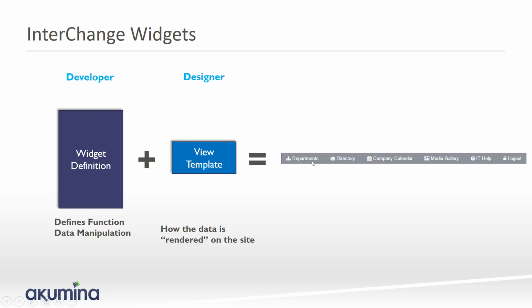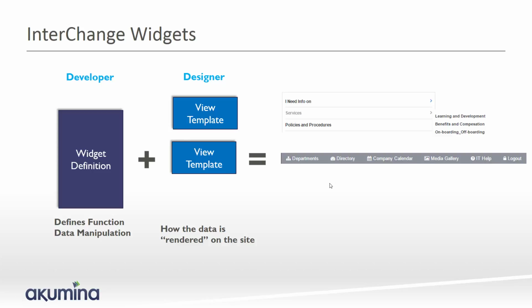In this case, the main menu will be displayed based on a combination of the widget, which happens to be the Quick Links widget, and the view template that was created by the designer to render that data as a main menu in the site. Now, by separating the widget's base functionality and the view that's used to display its data on the site, a single widget can serve many purposes simply by changing the view of the data.